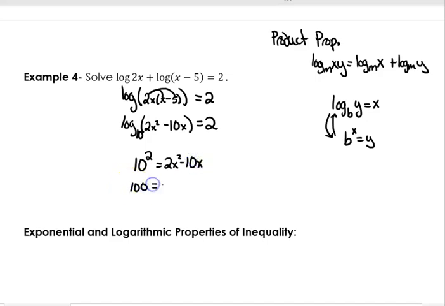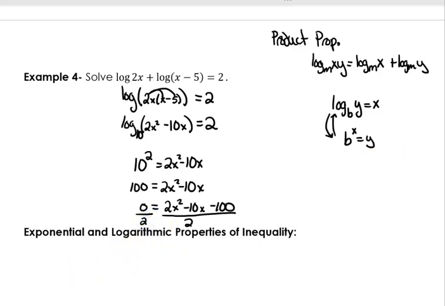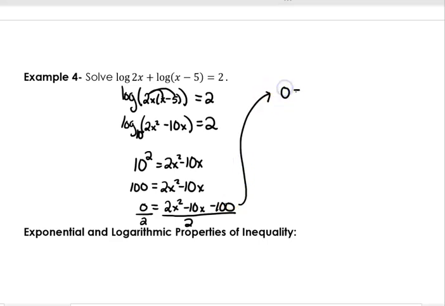10 squared is 100. Now this is a quadratic, since x squared is the highest power. To solve a quadratic, the first thing I need to do is get it equal to 0. So I subtract 100 on both sides. I also see that 2, 10, and 100 are all divisible by 2, so I divide by 2. 0 divided by 2 is still 0, and the other side becomes x squared minus 5x minus 50.